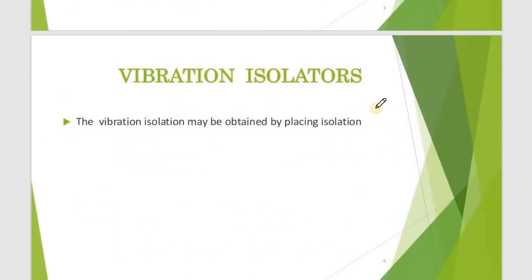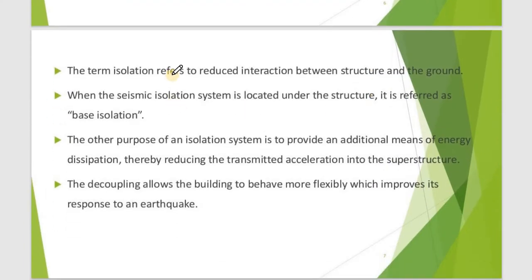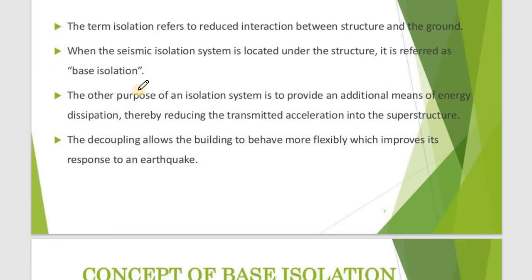Vibrational isolation may be obtained by placing isolation. Isolation refers to the reduced interaction between the structure and the ground. When a seismic isolator is located under the structure, it is known as base isolation. Base isolation is a very important term. I will be showing the picture soon.